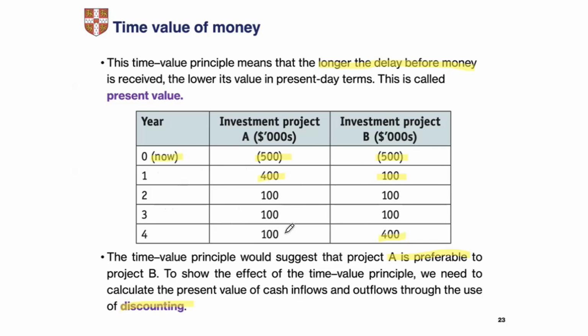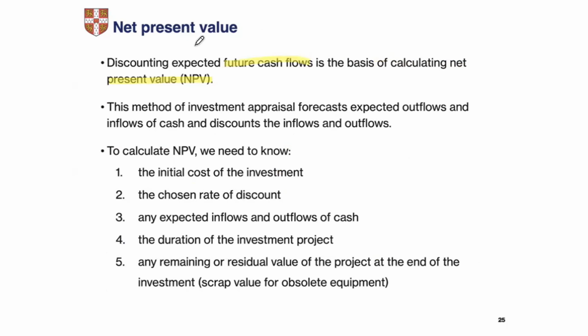We want the value of these payments, these future cash flows. We want their present value. How much is it worth now? That's what we mean by the present value. So discounting is how we will find the current or present value of the money that we will receive in future. This method of investment appraisal forecasts expected outflows and inflows of cash and discounts the inflows and outflows like we saw here.